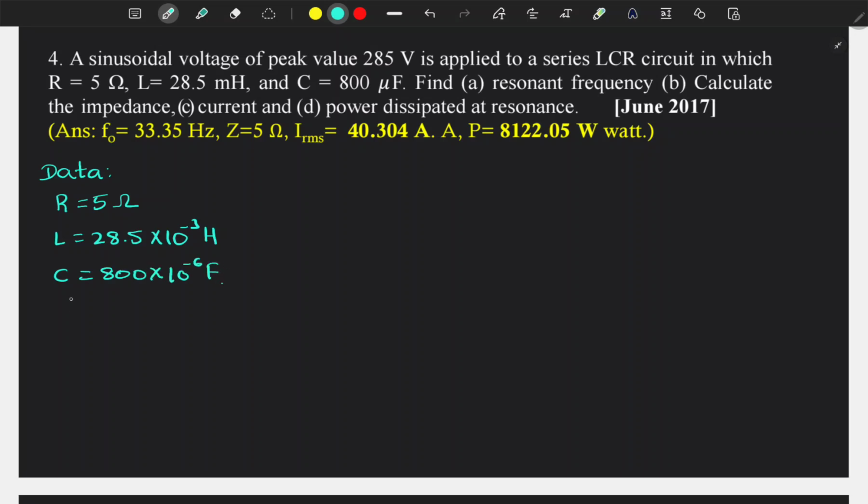So we need to find out the resonance frequency, that is F naught is equal to how much. Calculate impedance, current. Since it is not mentioned which current it is, I will take it as the RMS value of current only. Then we have to find out the power dissipated in this LCR circuit.